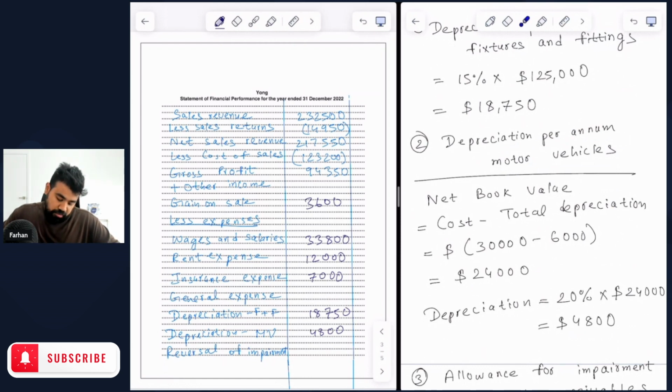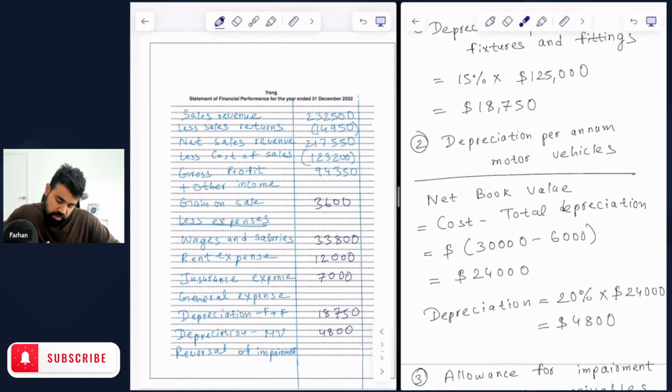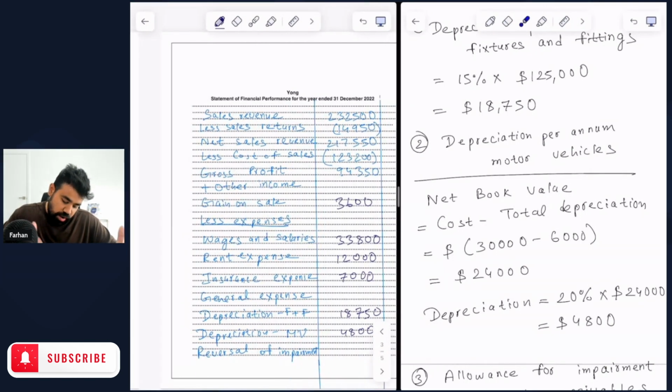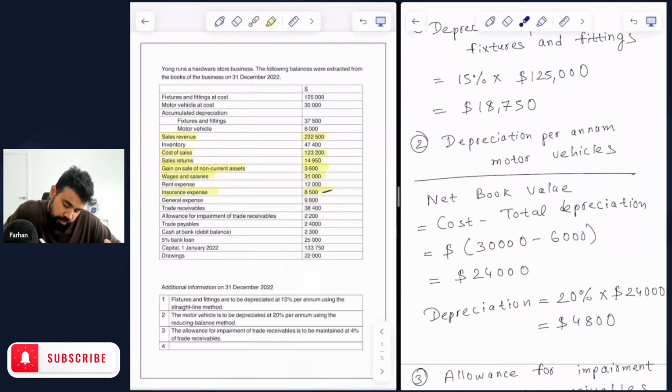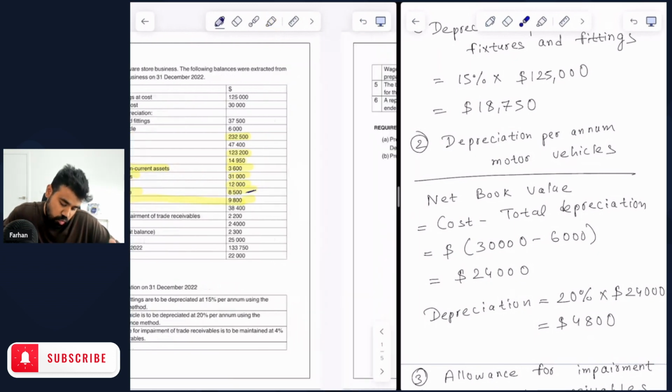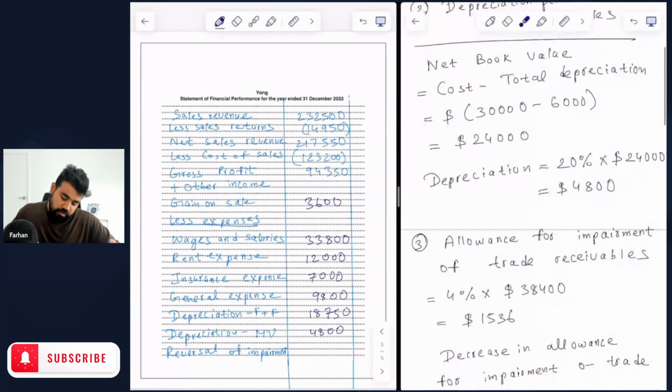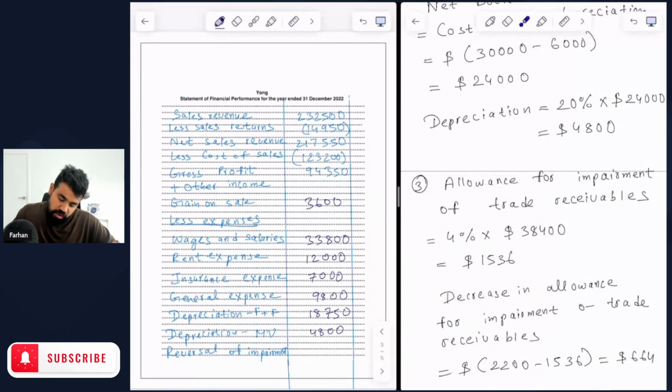Next, we have to look for general expenses and the reversal of impairment. So general expenses are given to us here, which you can see 9,800. So let's take that amount of 9,800 and we can utilize it here. All right. Now, what is this thing of reversal of impairment? So this reversal of impairment refers to the reduction that we had in the allowance for trade receivables.